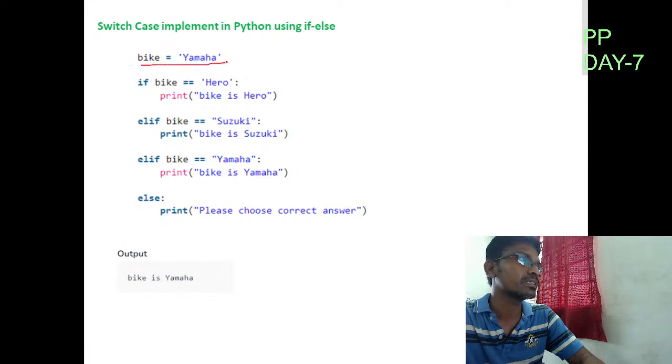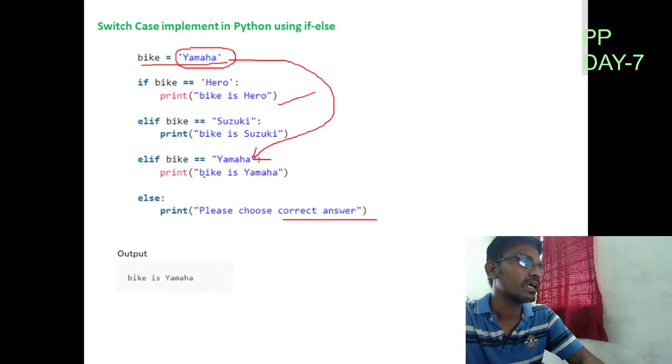bike is equal to Yamaha, and if bike is equal to hero colon, then print bike is hero. Else if bike is equal to Suzuki colon, print bike is Suzuki. Else if bike is equal to Yamaha colon, print bike is Yamaha. Else colon, please choose correct answer. In this example I have already chosen bike is equal to Yamaha, so it will go to this condition and print bike is Yamaha.